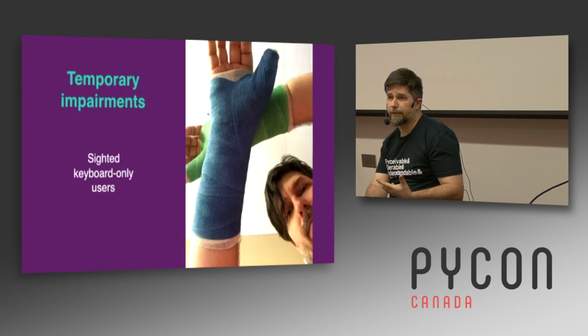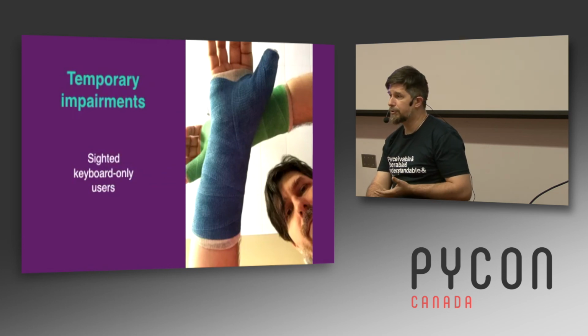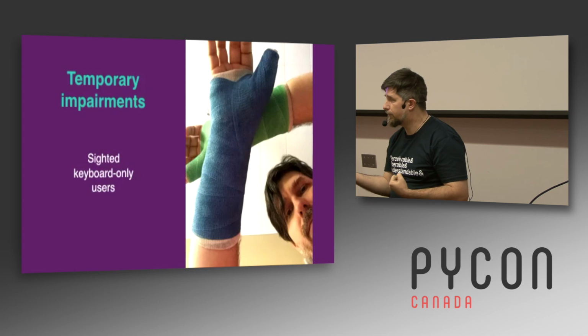There's a lot of people that will have temporary impairments or even situational impairments. If you're dealing with a screaming toddler that you have to hold in one hand, trying to look at something on your phone at the same time, I've got to tell you, you have a situational impairment. So you want your site to be accessible for these people.